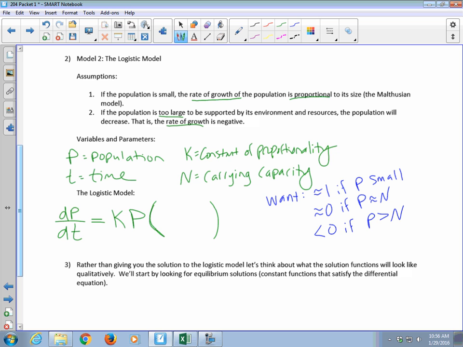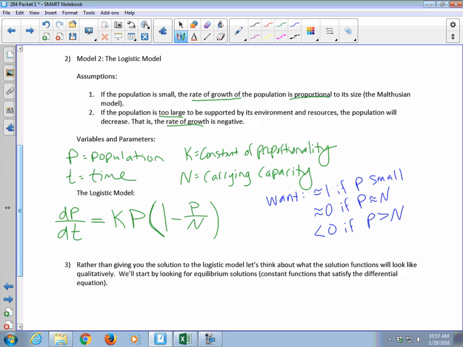All right, so here's what a really smart mathematician came up with. He said, let's look at the expression 1 minus p over n. If p is really small, close to 0, p over n is a really small number, so you have 1 minus something really small, which will be close to 1. If p is close to n, what is p over n close to? 1. Then 1 minus 1 would be 0. So my rate of growth would be holding constant. The rate of change would be 0.